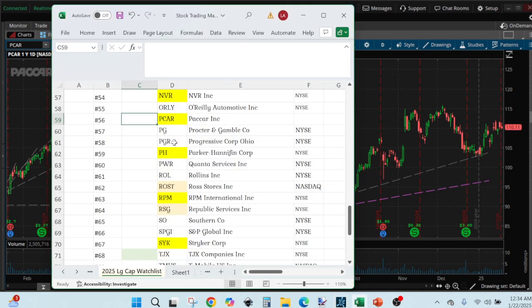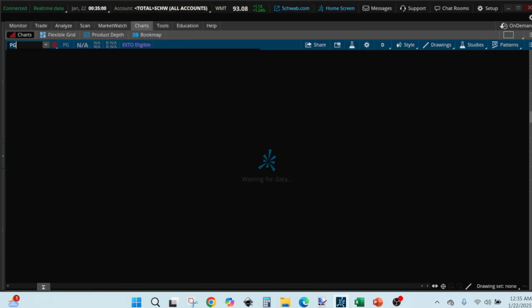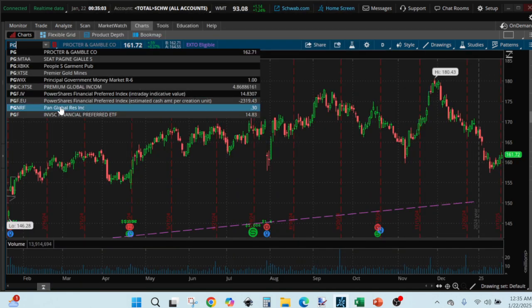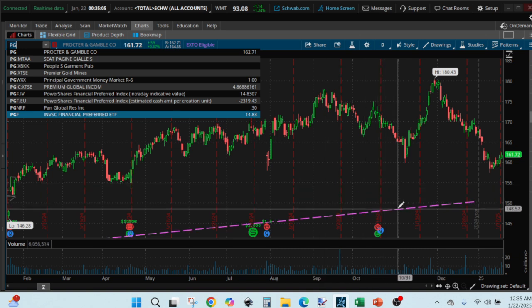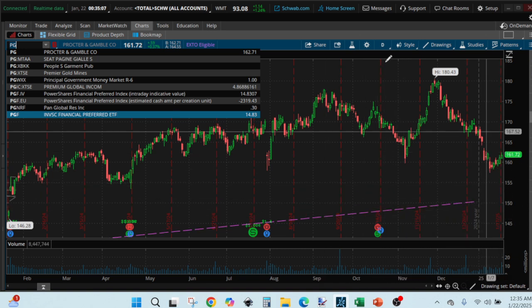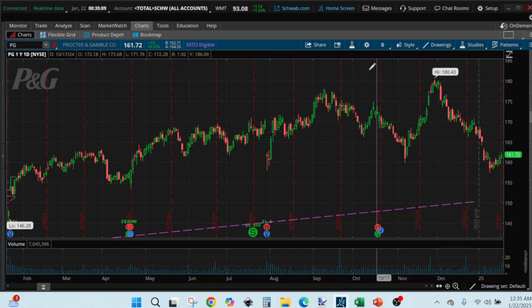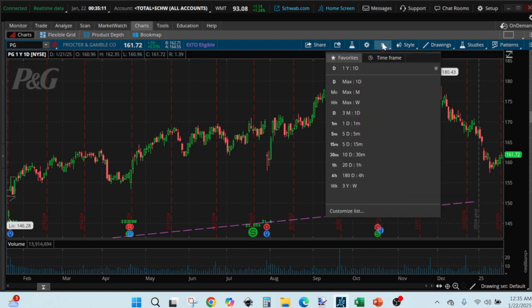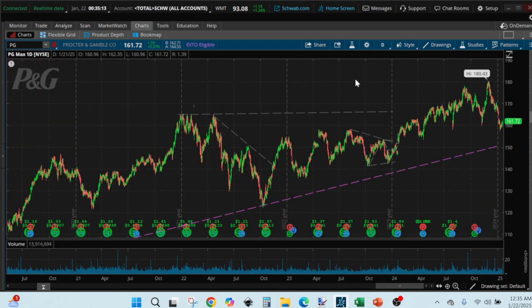The next one is PG. So PG, we like to buy at this trend line, but it's not quite close to it yet. And we can go to the maximum daily chart to have a further view from it. We can see that it's going down, but it's just not quite close to it yet.